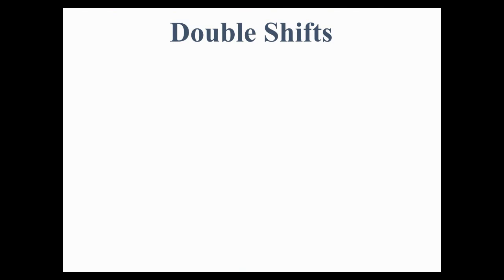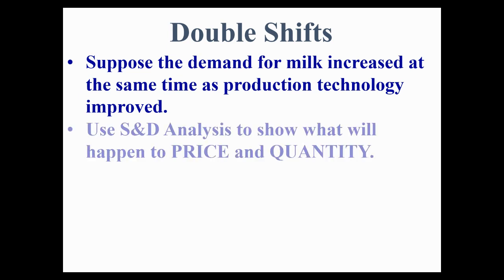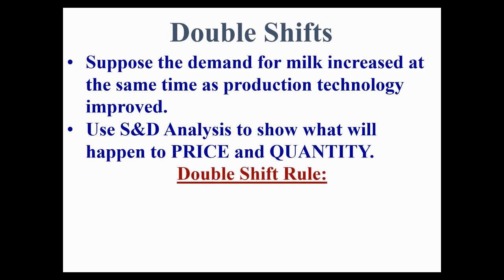Now, this is where it gets tricky. The old double shift. Suppose that demand for milk increased at the same time as production technology improved. So that would be an increase in demand and an increase in supply. Okay. So if we were to do that, what happens to price? What happens to quantity? And this is where it gets really tricky.